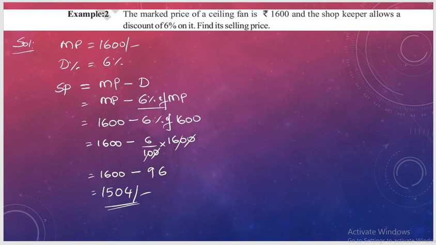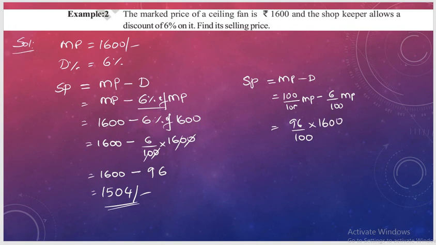So instead of taking 6% of MP, I can directly do it in another way also. Selling price is equal to MP minus discount only, no? So here MP is nothing but 100% of MP only, no? MP means 100% of MP. Here discount is 6% of MP. So from this, 100 minus 6 I can directly write as 94 by 100 into 1600. Sorry, 94. So this is 94. So 94 by 100 into 1600.